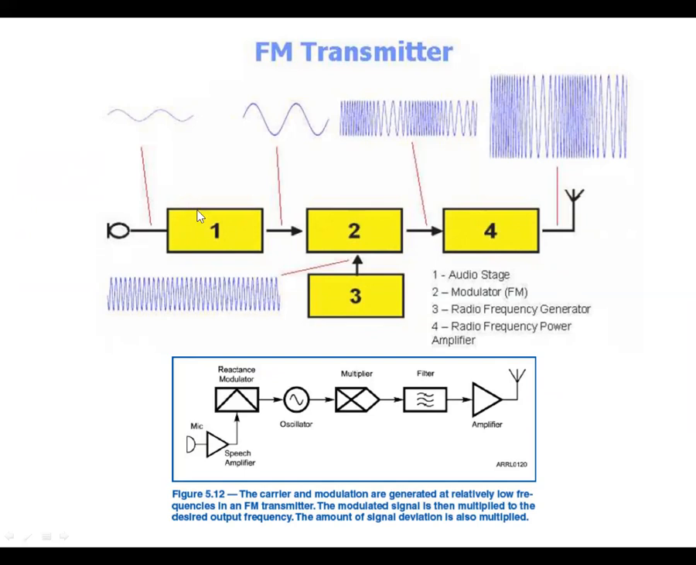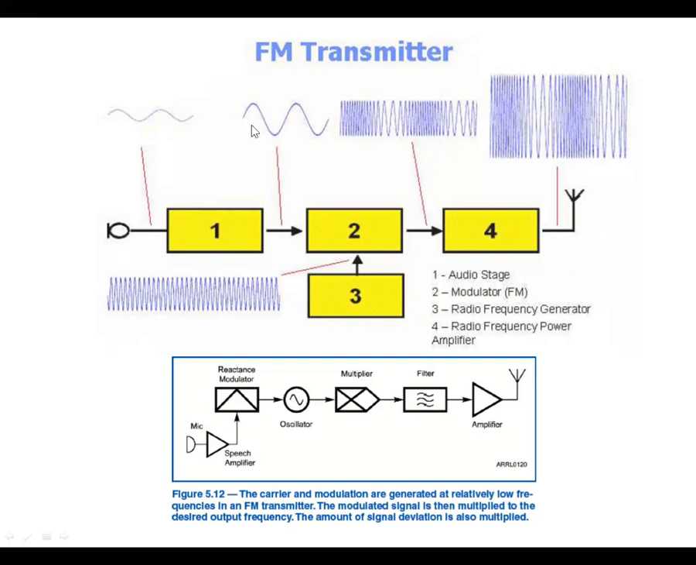Now, this is the same type of diagram, but what I liked about it was it was showing the waveforms at the different points in the circuit. So here, this is the audio signal coming in, and then on 2, the modulator modulates the carrier frequency with the, I think I've got that wrong. Oh, this is just the audio stage. Excuse me, I got off a block there. So this is the audio signal.